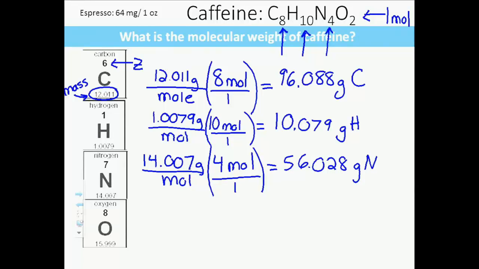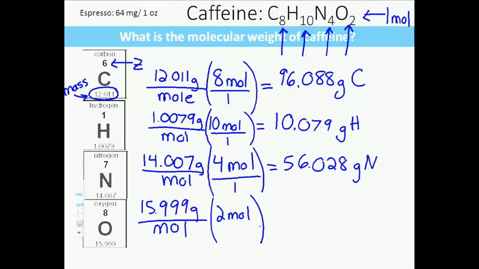Then with oxygen, we've got 15.999 grams per mole. And with oxygen, we come right back up to our molecular formula, and we see that there are 2 moles. So 15.999 times 2 gives a total of 31.998 grams coming from oxygen.